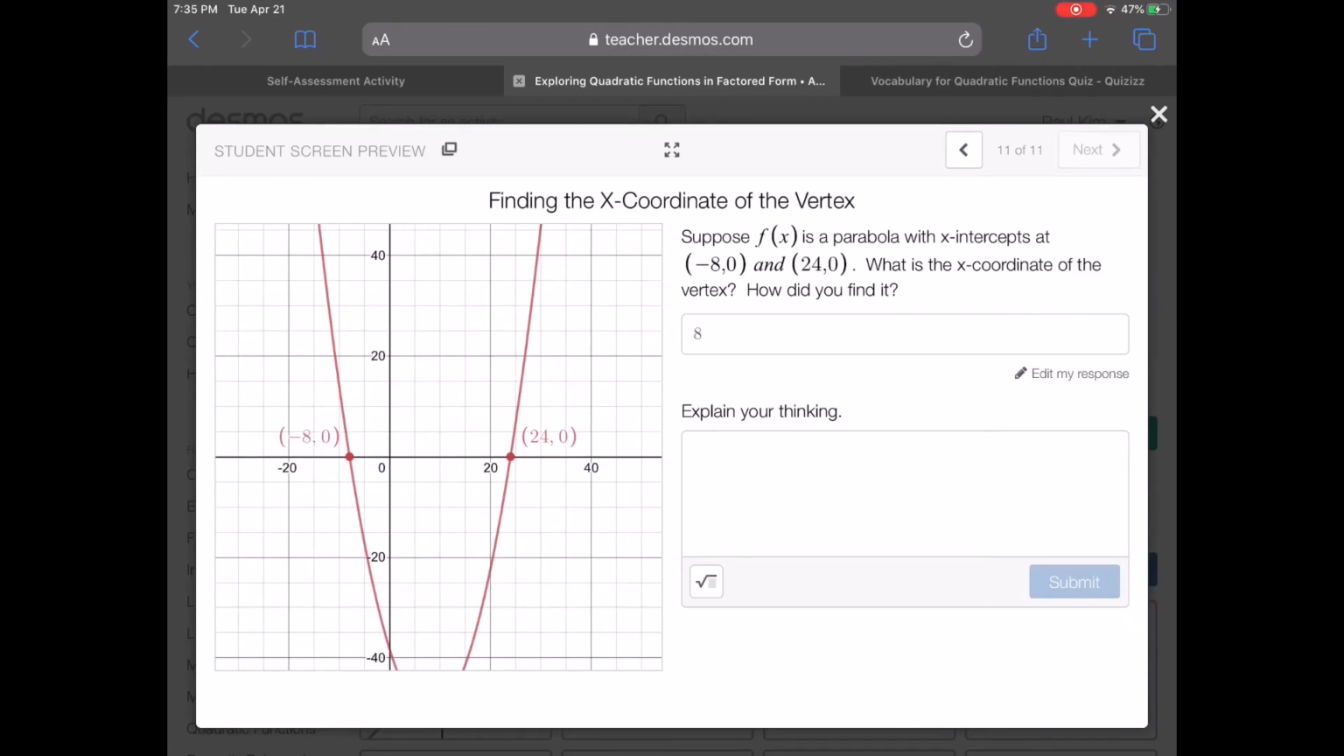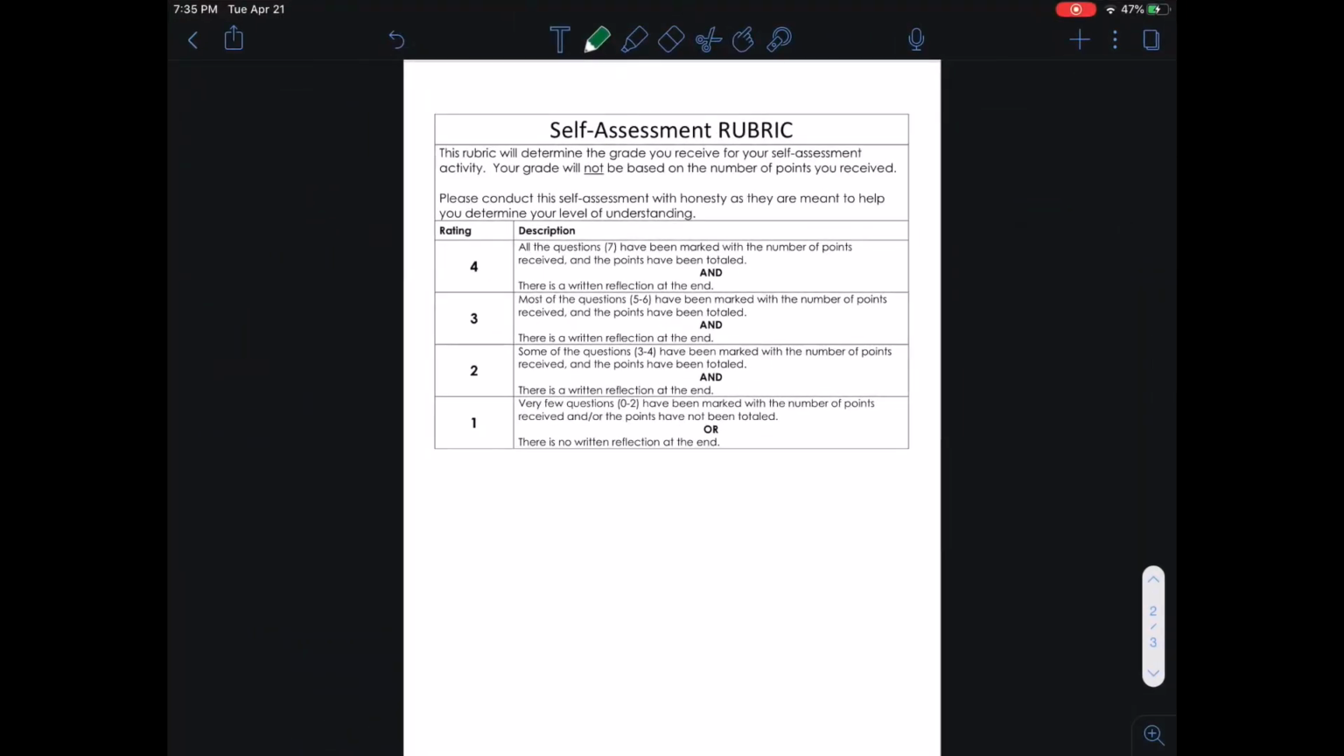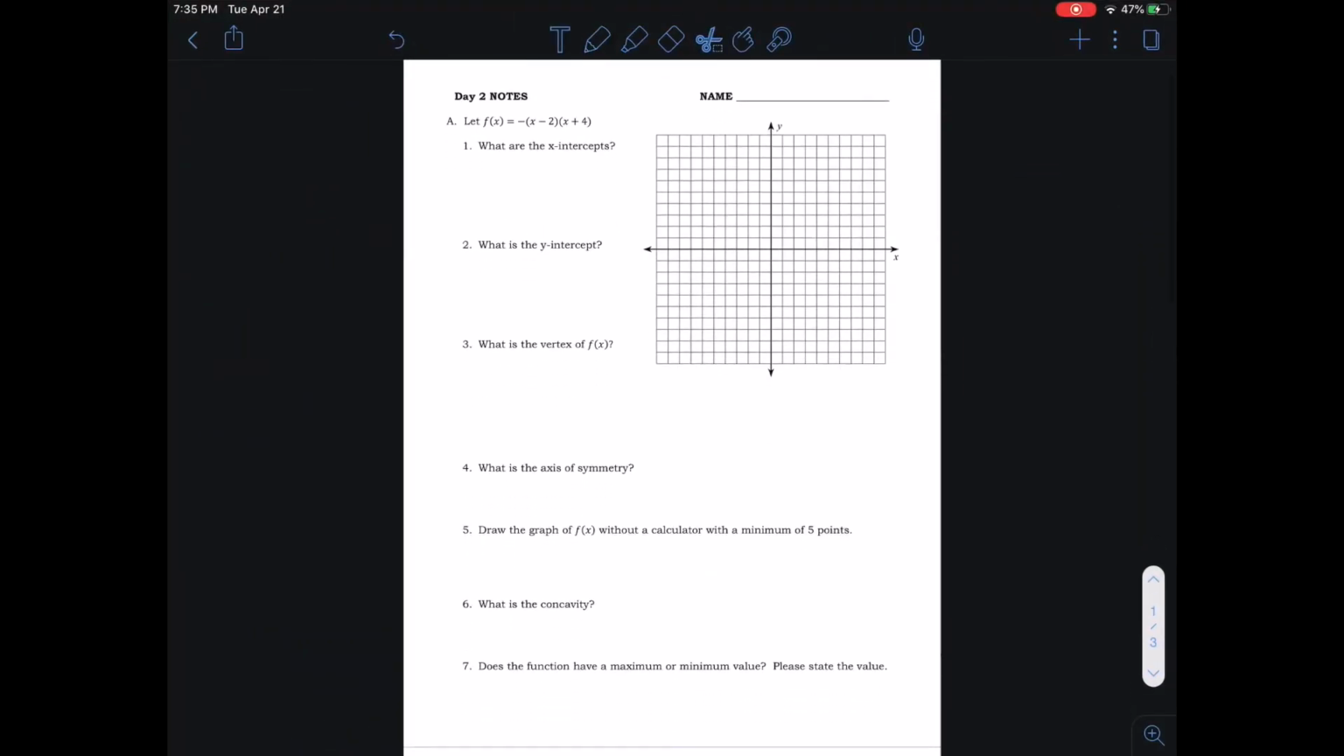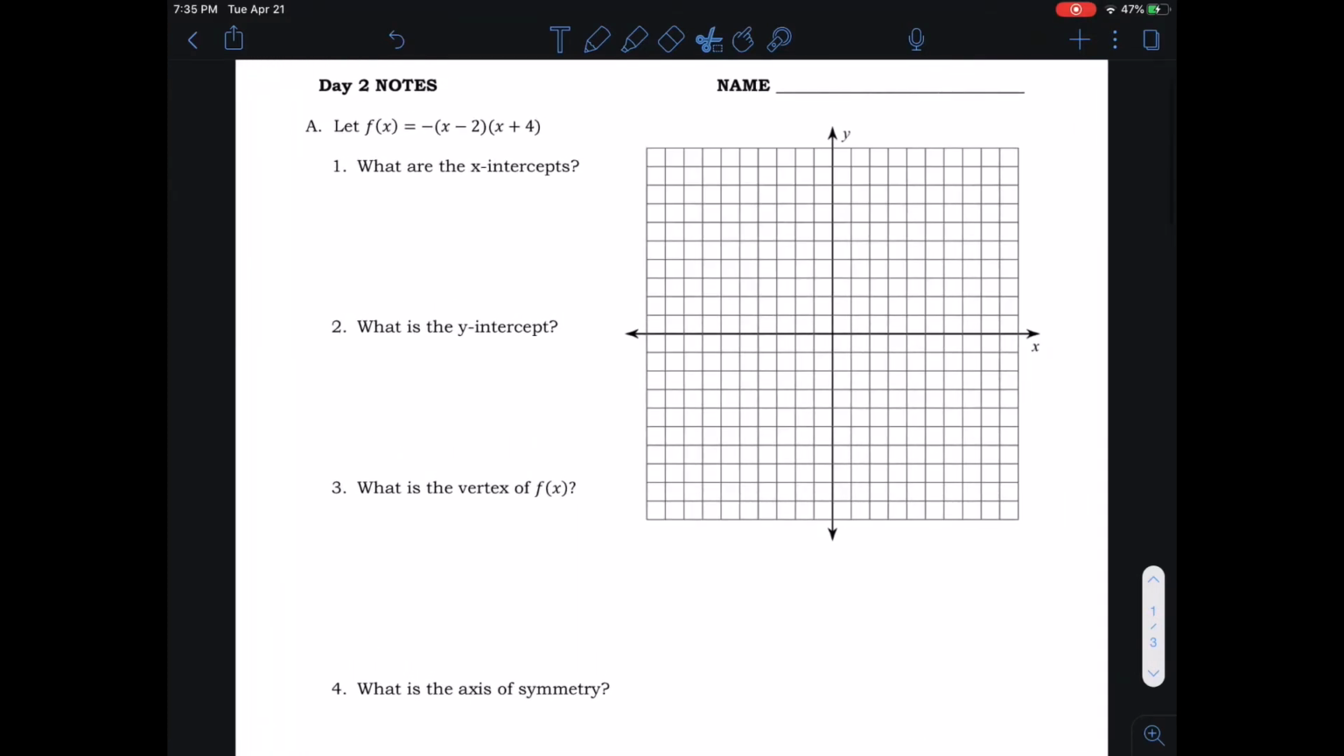So hopefully you get a better idea of how the quadratic function in factored form works, and how you can graph something in factored form. At this point, go back to your guided notes because we are going to be looking at a problem together. All right, so let's take a look at this. Here we're given an equation in factored form, which is right here. And what we're going to do is graph it, right? And find a bunch of other characteristics.